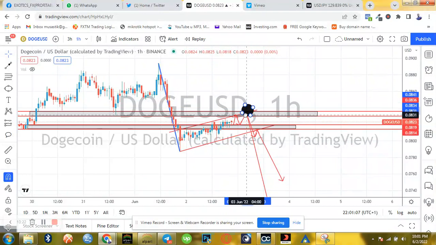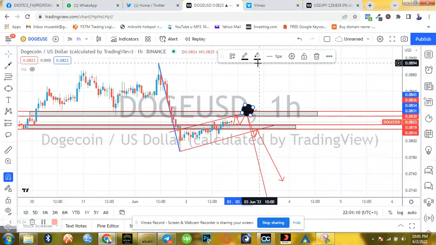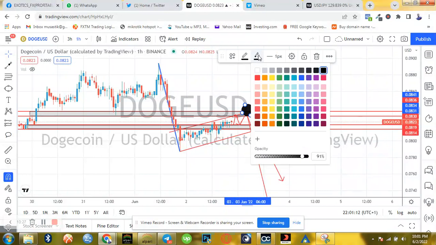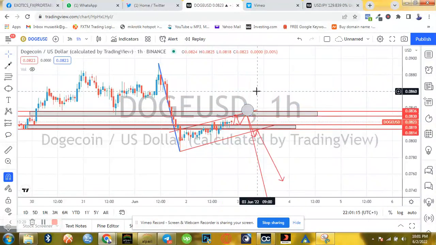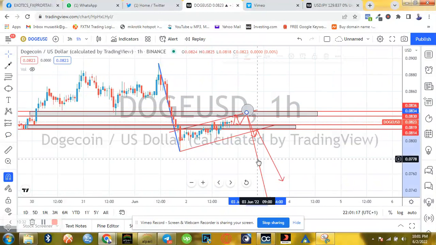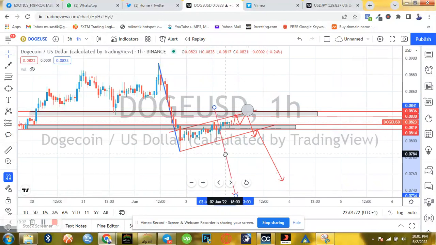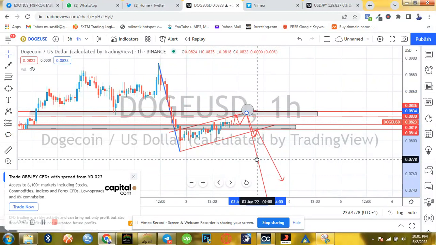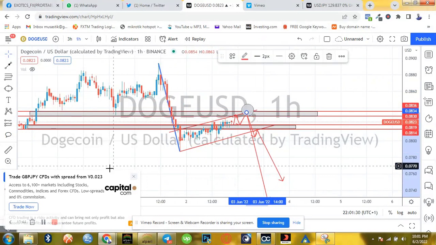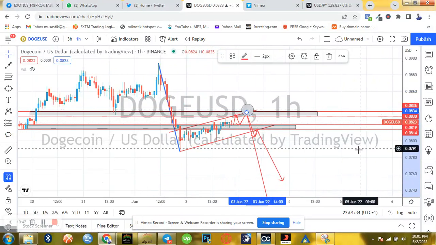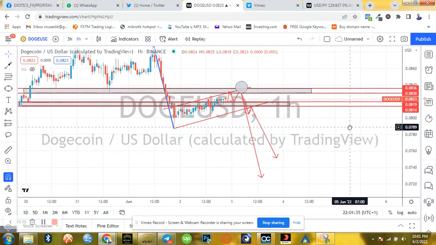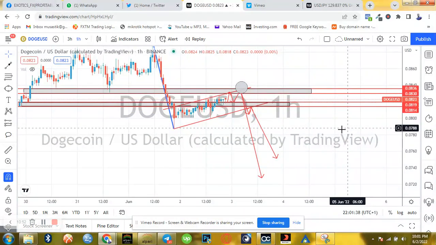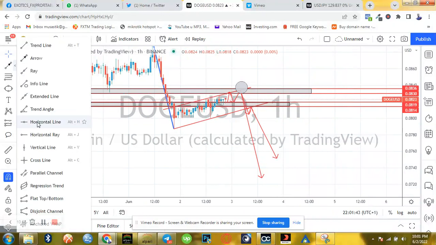Look at where I put it. Let me change the color so you can see my flag. You can see where the dot starts now. Let me move it around and see. This is what we measure from the flagpole. Then we put it exactly here. Once you put it here, then you raise this chart. When you raise it, then you pick another horizontal line.